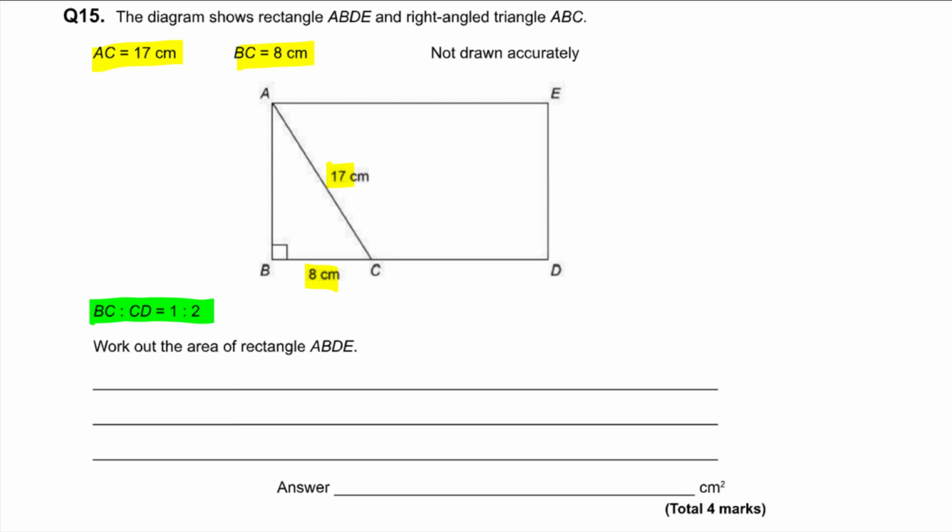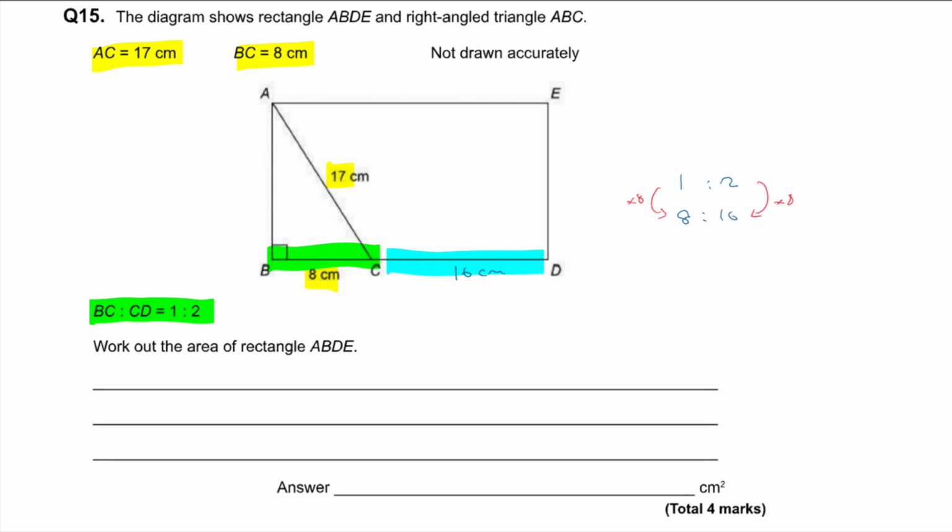The ratio of BC to CD is 1 to 2. So where's BC? BC is down there, and CD is over there. Okay, so if these are in a ratio of 1 to 2, then we know that BC is 8. The other one is going to be, well, we're multiplying by 8, aren't we? Multiplying up by a factor of 8. So this side multiplied by 8 is going to give me 16. So that side there is 16 centimeters.